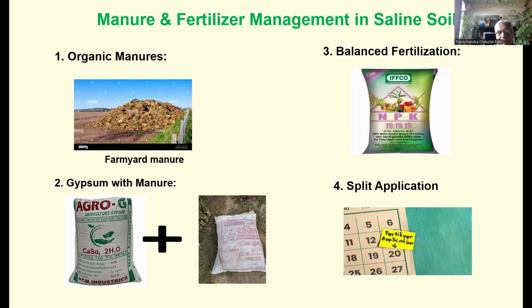So manure and fertilizer management in saline soil. So organic manure, and we have discussed gypsum with manure, then balanced fertilization: nitrogen, phosphorus, potassium, 19:19:19. Then split application. Don't apply the whole quantity at a time, particularly nitrogen, but you can apply in split: 50% at basal, then 25% after 1 month, and 25% after 2 months of the sowing.